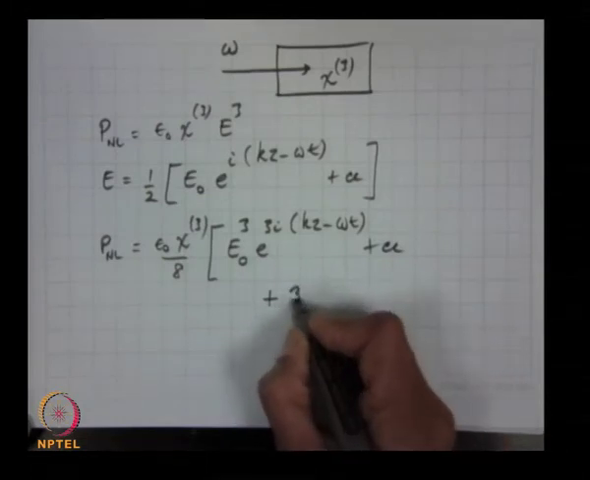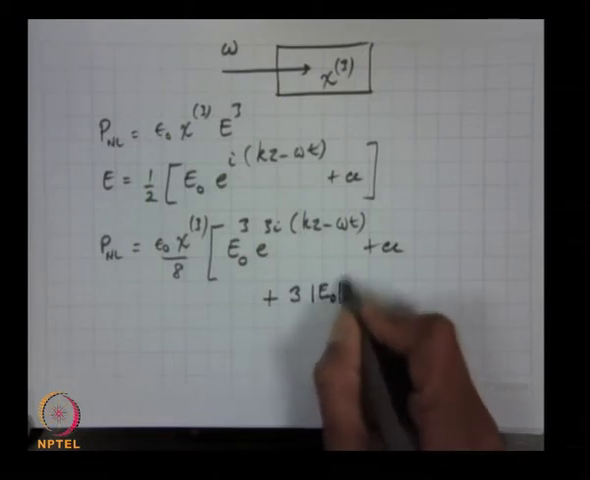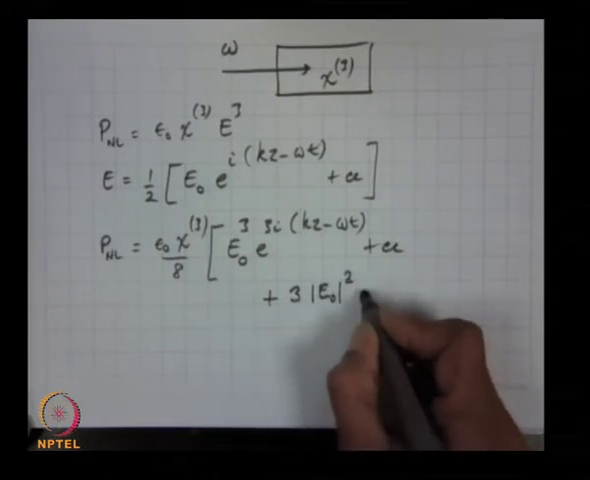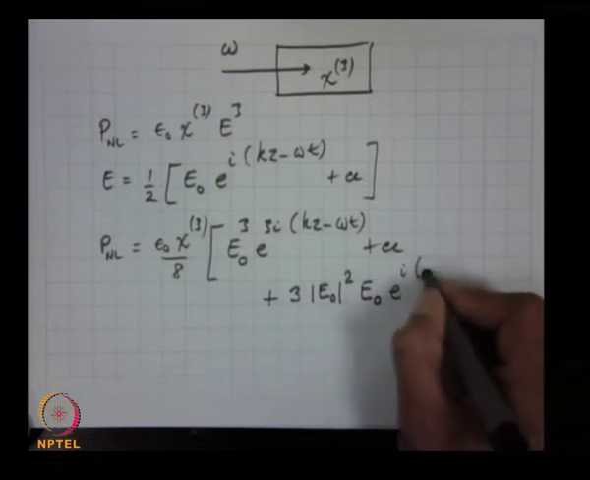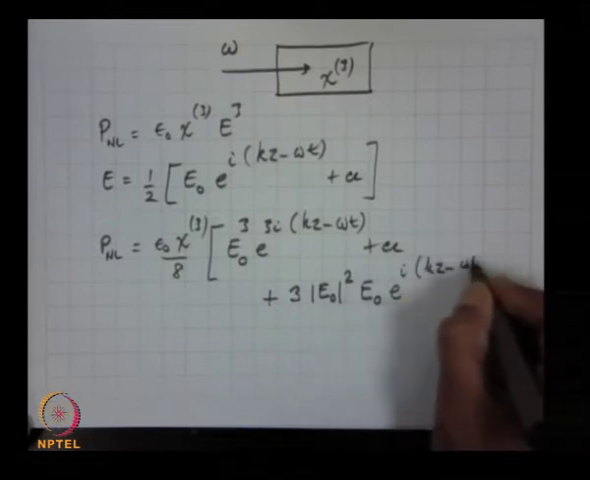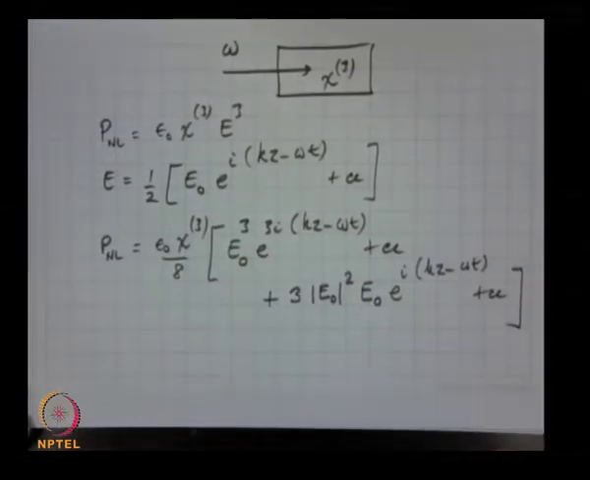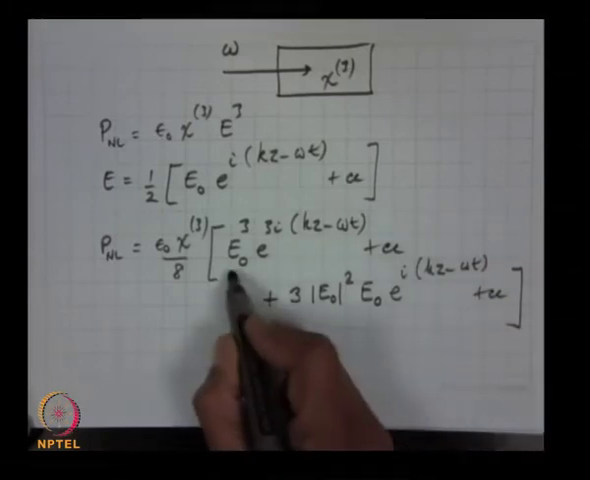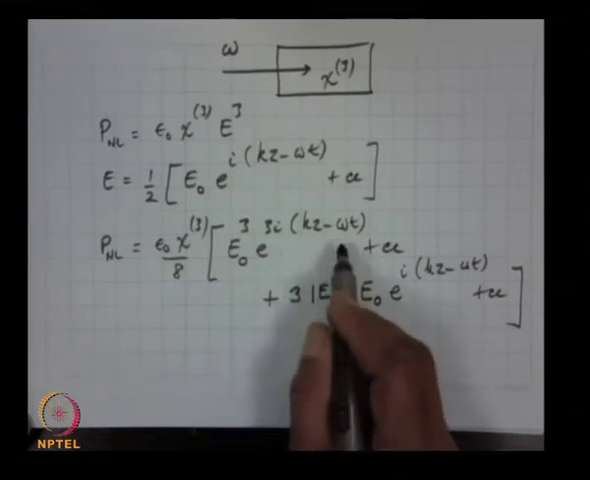3 mod of this whole square, E0 square into E naught cos (kz minus omega t) twice. Okay, a cube plus b cube plus 3a square b plus 3ab square. This is the term that will lead to third harmonic generation.